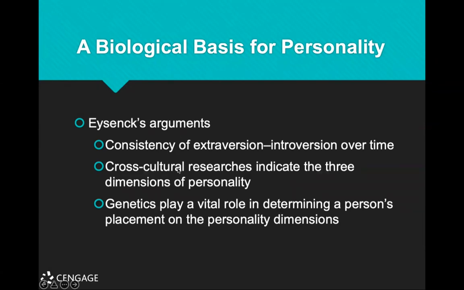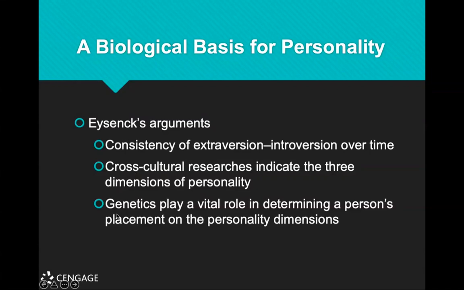So Eysenck's arguments were simple. They were threefold. He said that whatever dimension he proposed, which was extroversion, introversion, neuroticism, and so on, these were consistent over time. You could do studies across cultures, within the same samples, within different samples, and still you would find consistency across these traits. Cross-cultural researchers indicated the three dimensions of personality was his second argument. So there's consistency, and there's cross-cultural consistency.